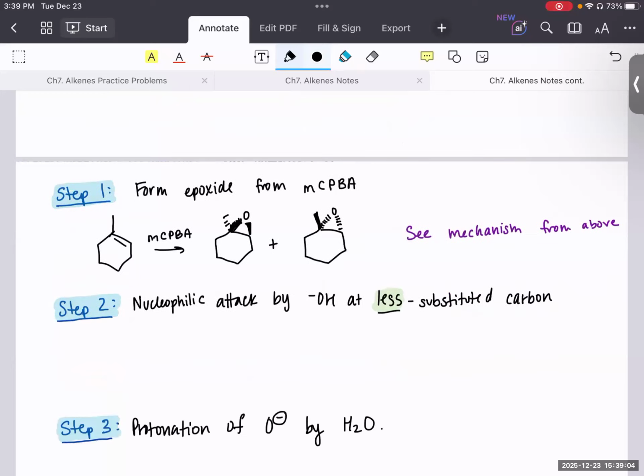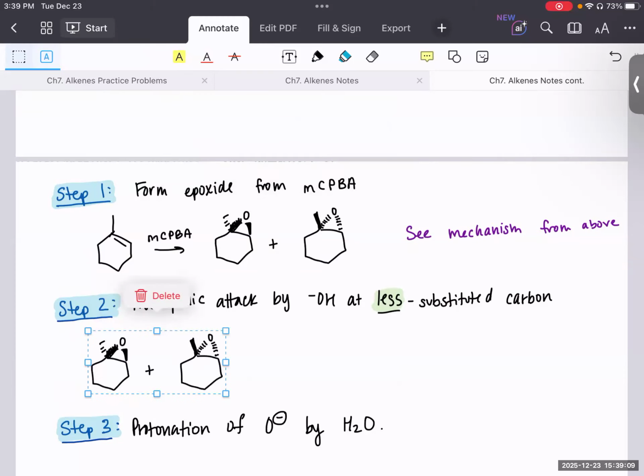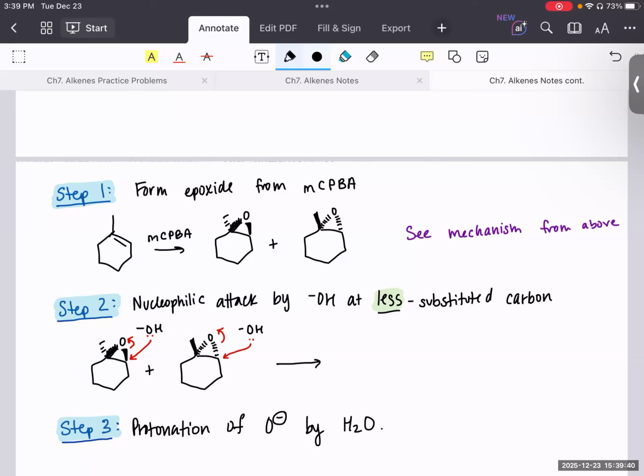All right, in the next step, we're going to take the products that we drew from that first step, and now in that second step, we're bringing in base. So we have sodium hydroxide, or an OH with a negative charge, and those electrons can come in and attack. And if we recall from our epoxides unit, epoxides are opened up at the less substituted carbon in basic conditions. That's because it's less sterically hindered at that position, and so it's more likely to be attacked there.